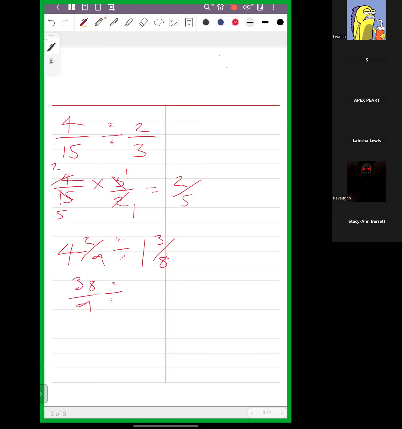Some students, they're quite advanced, so they tend to take 2 steps simultaneously. Nothing wrong with that, right? But I like to take mine one at a time. That's just how I like doing it. I like teaching it that way. 8 multiplied by 1 is 8, plus 3 is going to give us 11 over 8. All right? And now we're going to write 38 over 9, and we're going to then change the division sign to a multiplication and invert the 11 over 8, which then becomes 8 over 11.